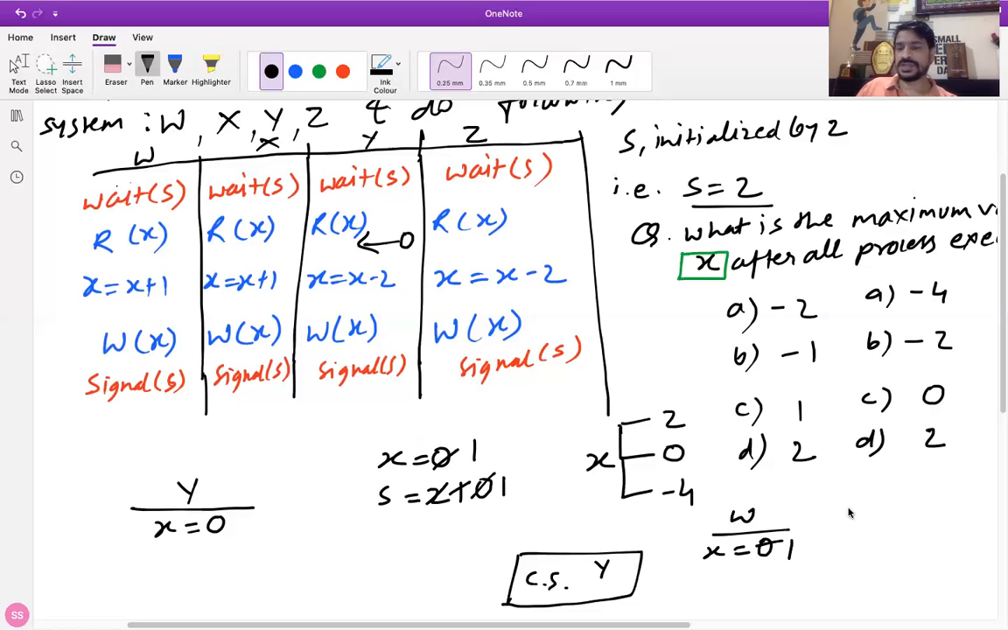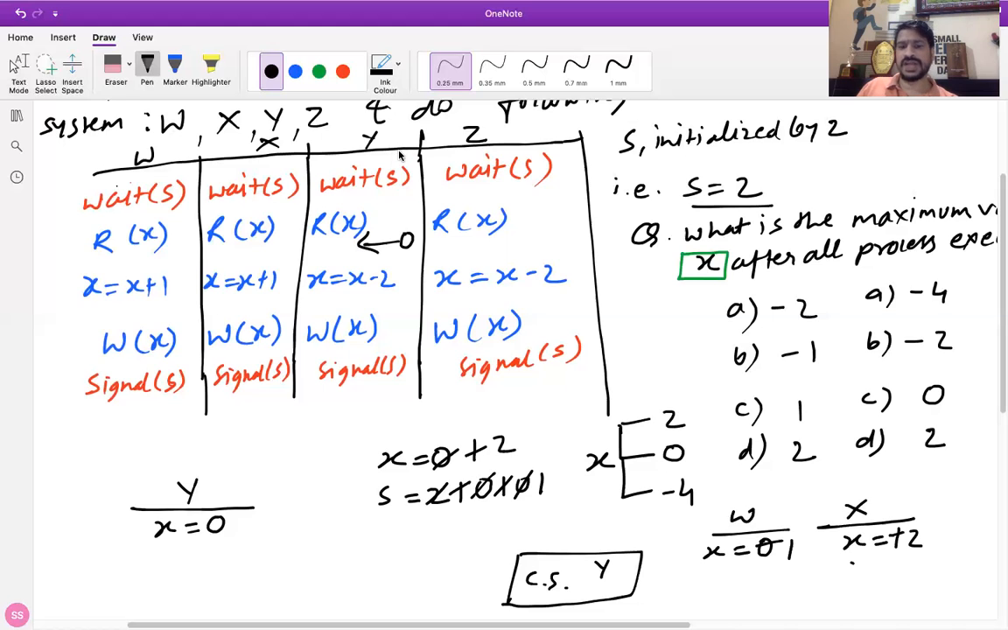Can we allow another process? Yes, we can allow another process. Let's say the process is X. Because the S value is 1, X will be allowed into the critical section, and it will read the value of X. The value of X is 1 in the system, and it will increment the value of X by 1, so it will be 2, and 2 will be written back into the system. S will become 0 first, and then with the signal, it will become 1. W and X have been executed. Can we allow another process? Yes, we can allow Y to execute.